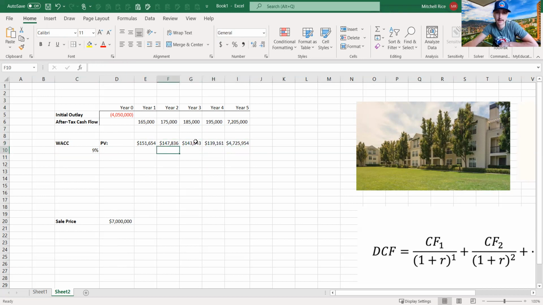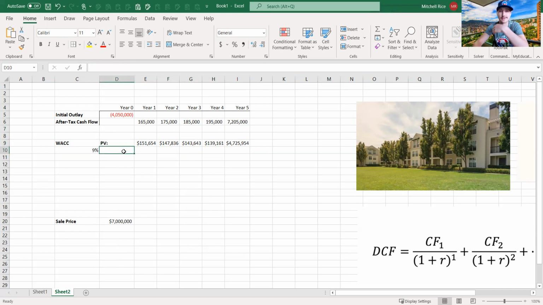So notice that in year 3, the true value discounted back, applying a discount rate to that cash flow, it's not the same anymore. So we think the true value of $185,000 in year 3 today is actually $143,000. So that has some pretty big implications.